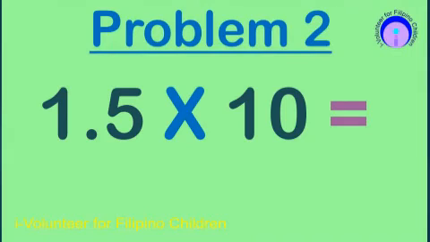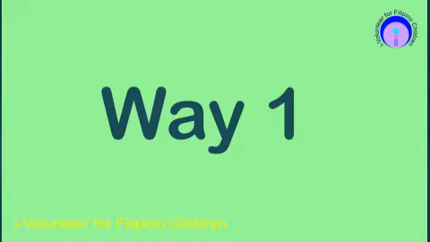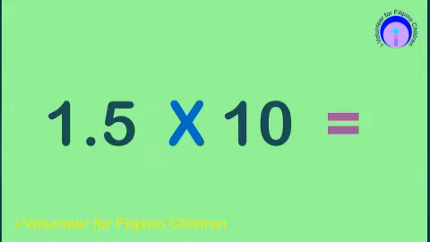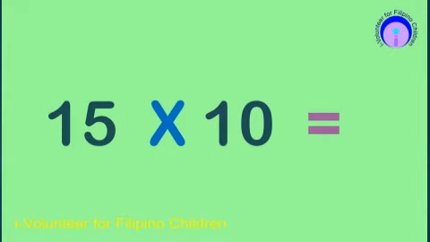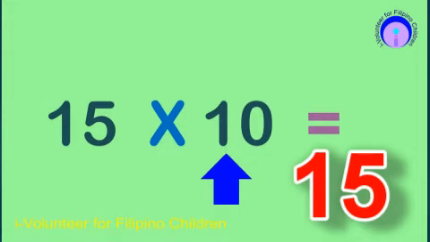Let's take a look at problem number 2. 1 and 5 tenths times 10. First step in way 1 is to remove all decimal points. This will become like this. Since there are no more decimal points, we will proceed with the multiplication. 15 times 1 is equal to 15.